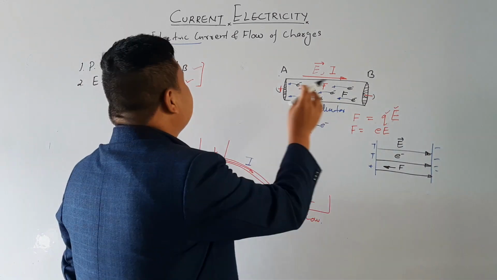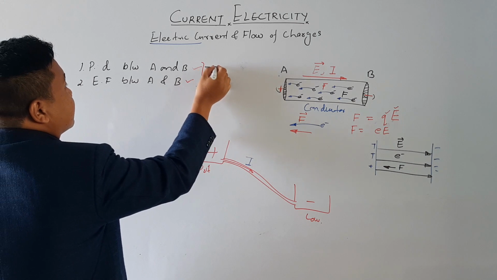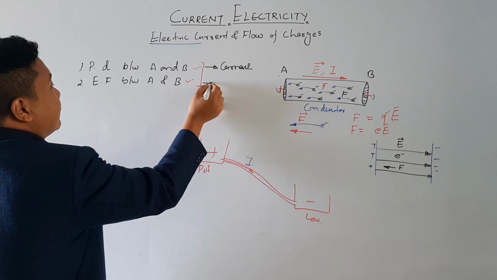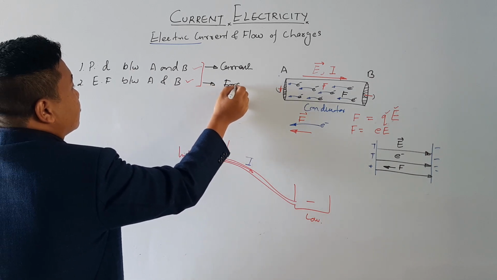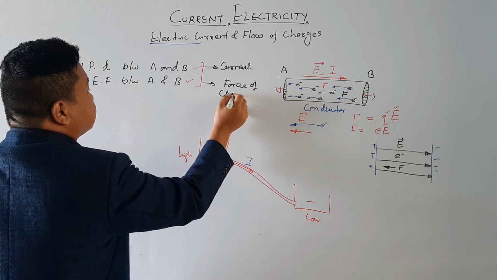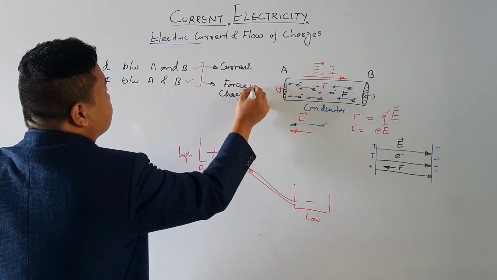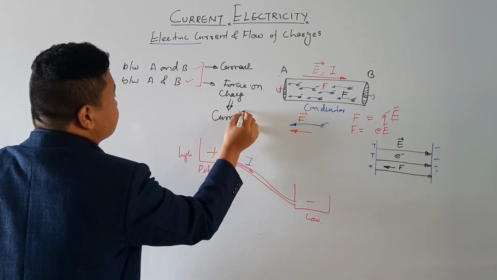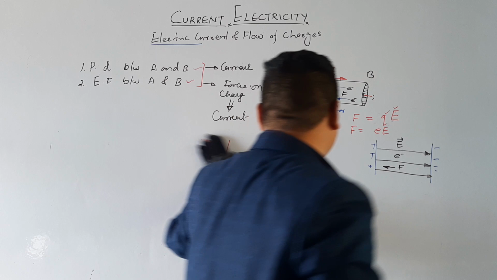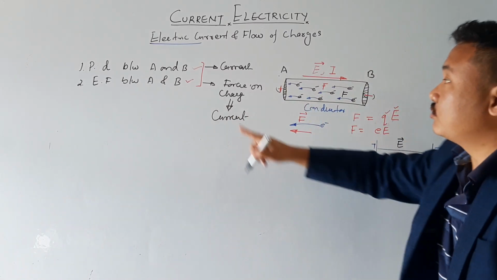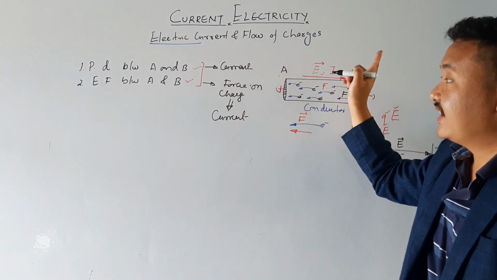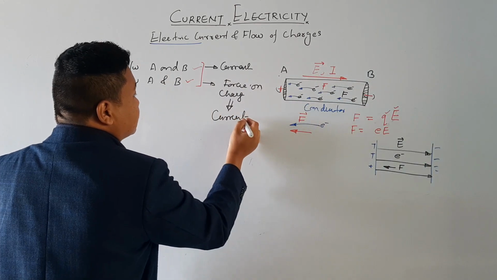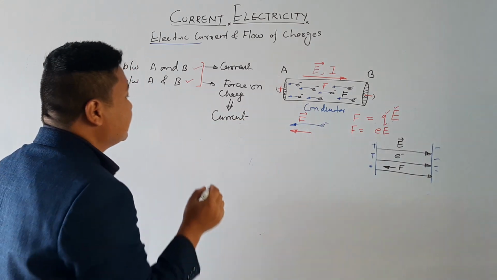So the current is, okay, potential difference creates what? Current. Okay, and the electric field creates a force on charge, which ultimately gives the current. Okay, so this is all about your introduction. Understood? The potential difference gives the flow of current, and the electric field gives the force on charge, and that force on charge will give me the current, because current is similar to flow.